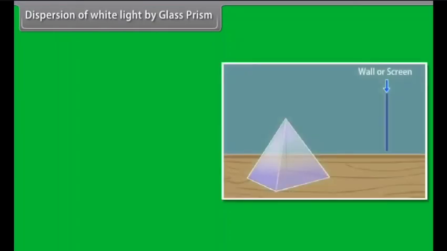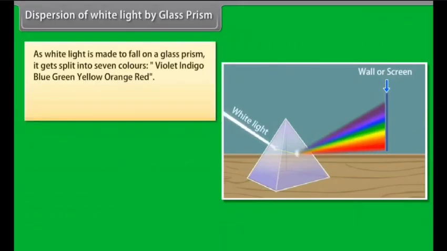Dispersion of white light by a glass prism. Now we shall discuss what will happen if we make white light incident on the glass prism. As white light is made to fall on a glass prism, it gets split into 7 colors: violet, indigo, blue, green, yellow, orange, red.